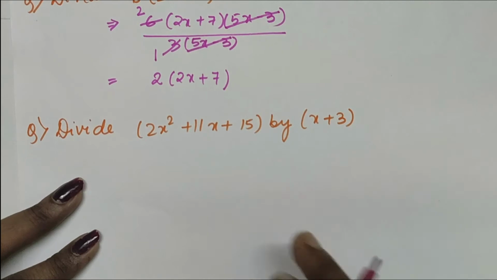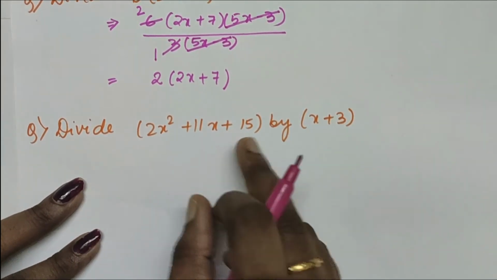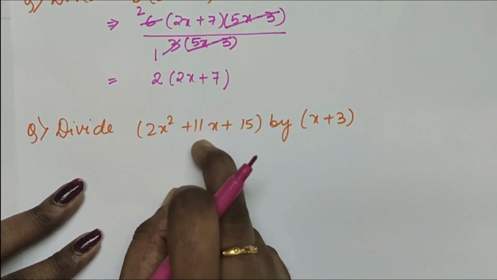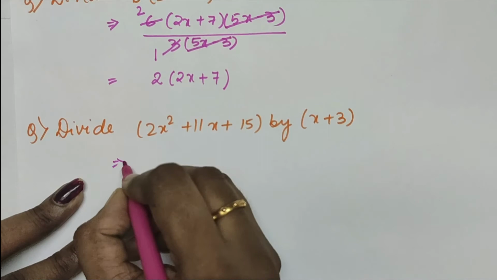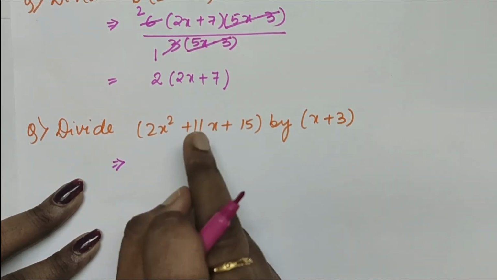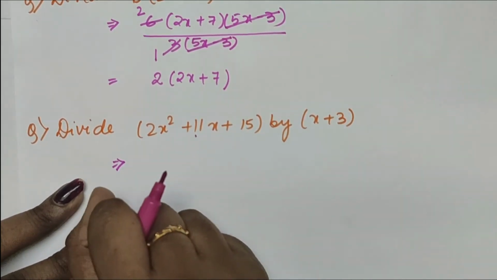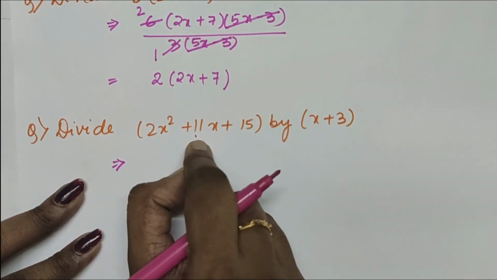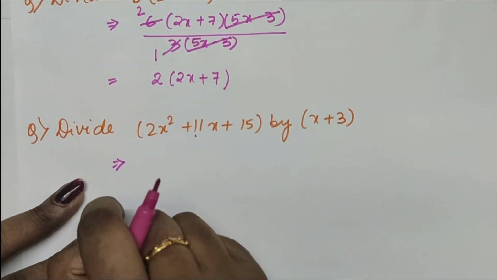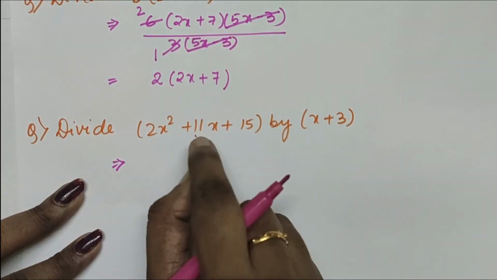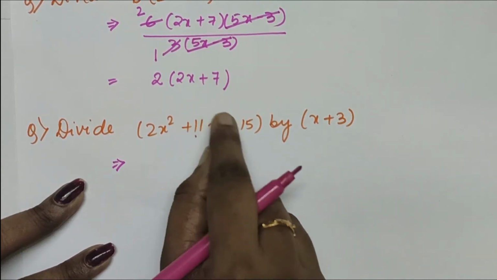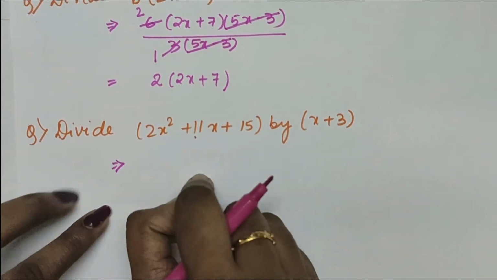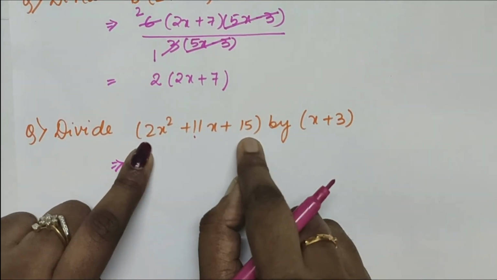Then in the next question, 2x square plus 11x plus 15 divided by x plus 3. Here you can use the method of splitting the middle term. The middle term is 11x. If you have seen my last video, you would know how to split the middle term. If you haven't, please go back and see the previous video. Now I have to break 11x into two parts so that when I add I get 11x, and when I multiply I get 15 into 2, that is 30.